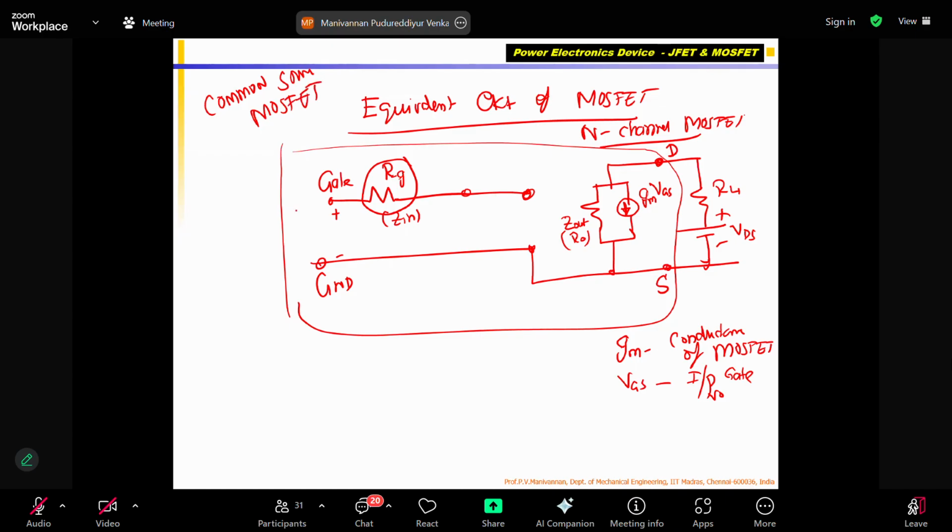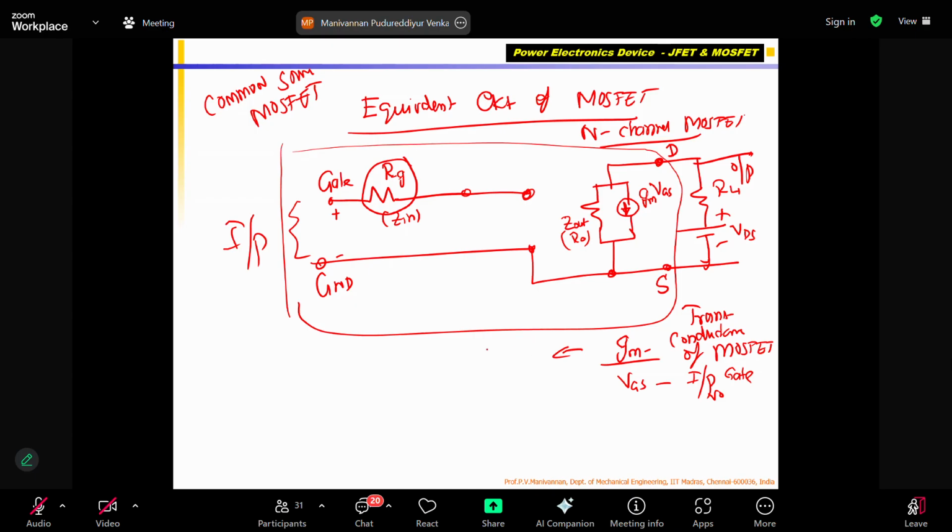Okay, common source: I am giving input voltage to the gate terminal with respect to my source. Output is taken across the load resistance. That's why it is called common source. And this Zout is in parallel with a current source. How much current? gm. gm is similar to gain. The correct name is transconductance. It is called the transconductance of the MOSFET.